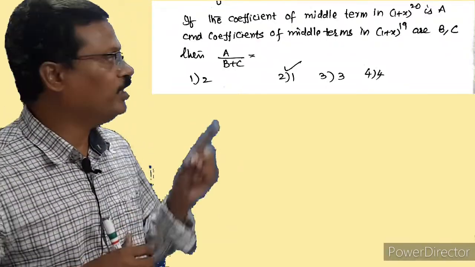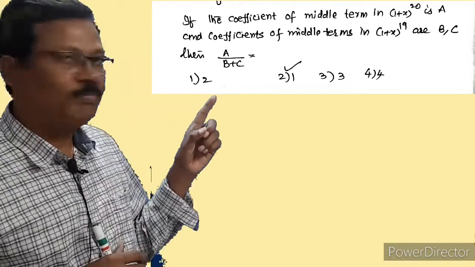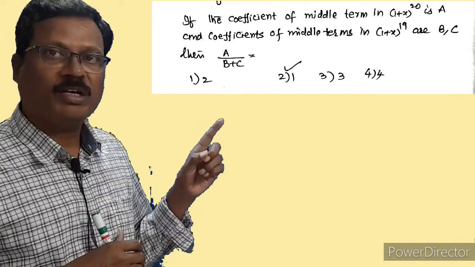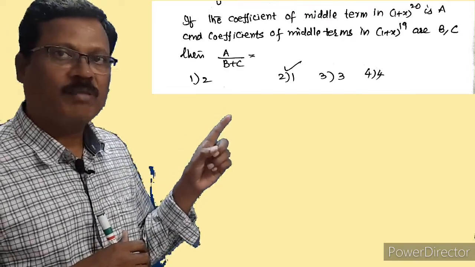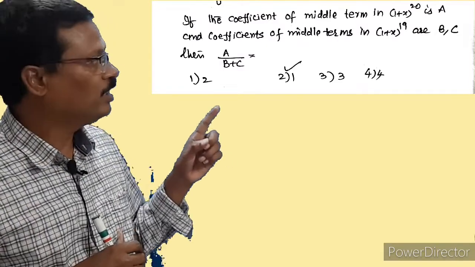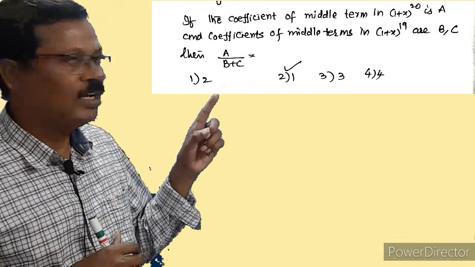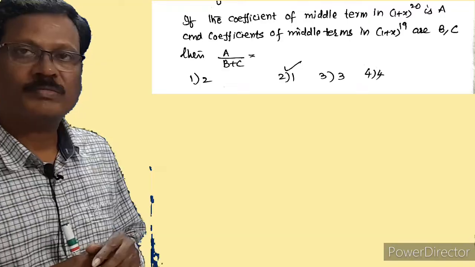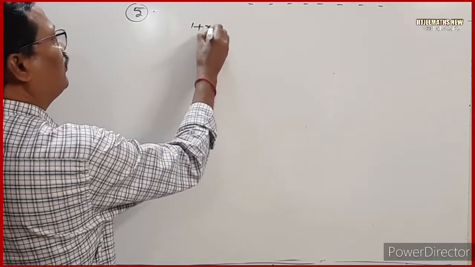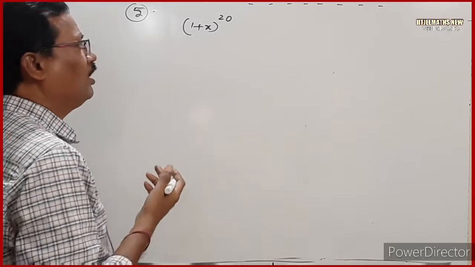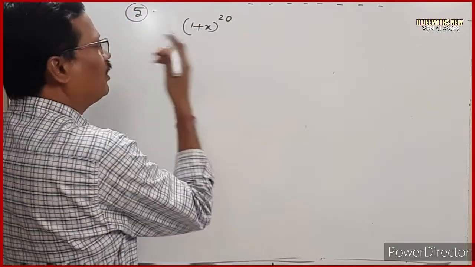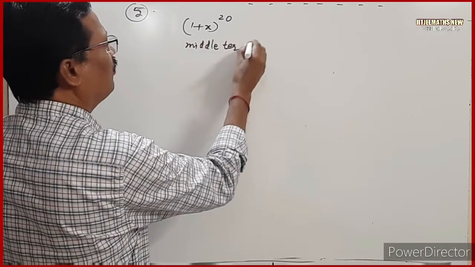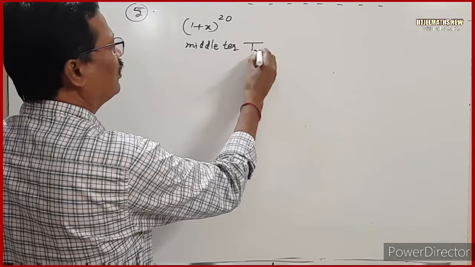The coefficient of the middle term in the expansion of (1 plus x) whole to the power of 20 is capital A, and B comma C are the coefficients of the middle terms in the expansion of (1 plus x) whole to the power of 19. Then what is the ratio A by (B plus C)? Now in this (1 plus x) whole to the power of 20, what is the middle term? How do we get it? If n is even, the middle term is T n by 2 plus 1.